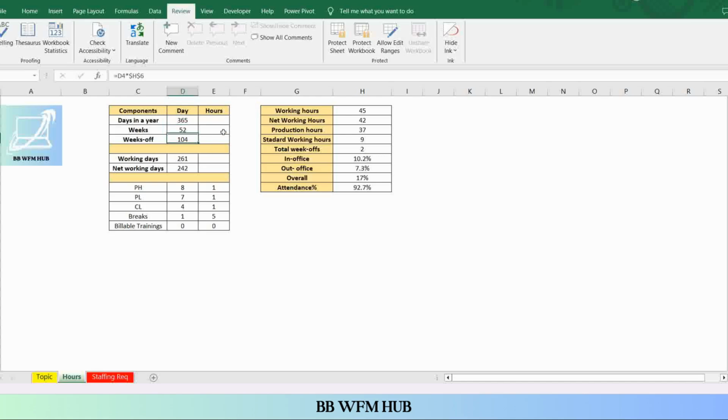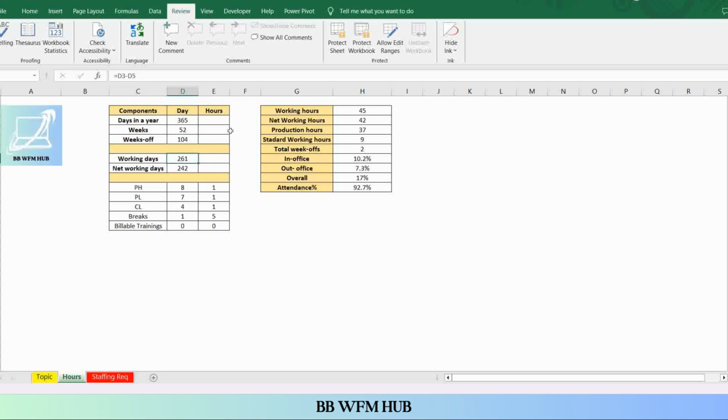And for week offs, here I'm taking that an agent is going to take 2 week offs. This is just an assumption, it can vary. So for week offs, we are multiplying the number of weeks, 52, with the total week offs in a week. So we have 52 into 2, that is 104 week offs in a year.